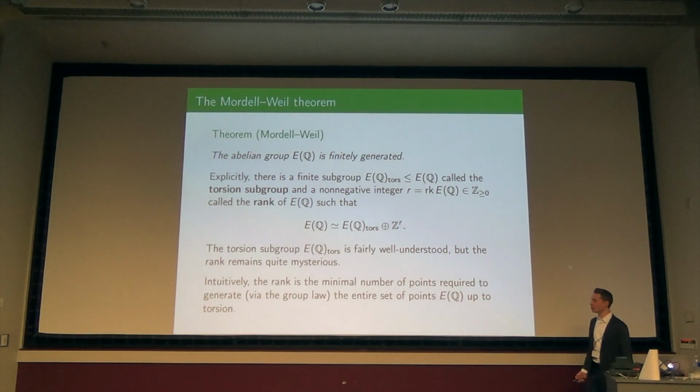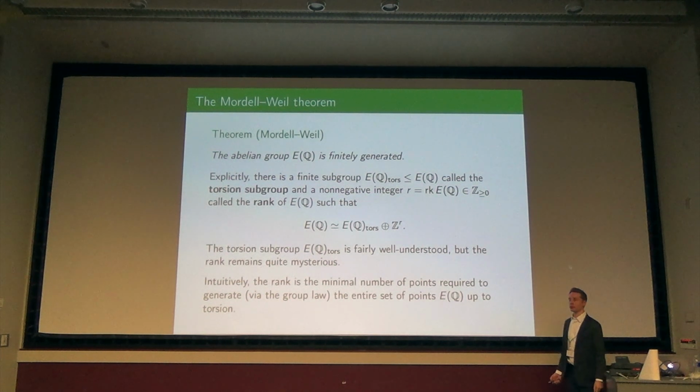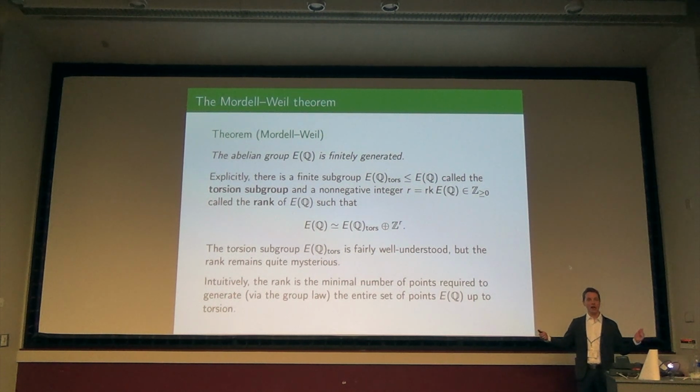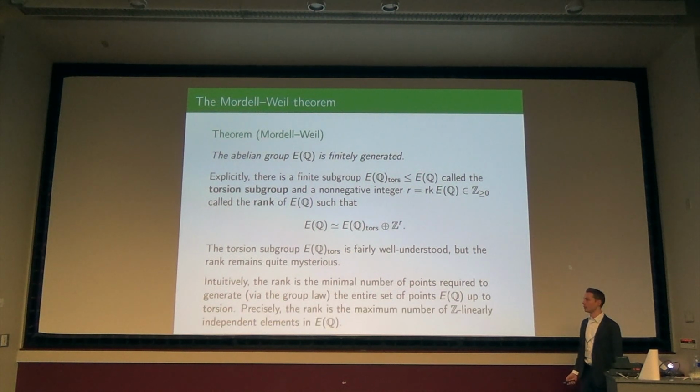All right, so intuitively, the rank is the minimal number of points required to generate, via the group law, the entire set of points. So in that hypnotic video, I started with 2 points, and that was all I needed to generate all of the points sprinkled at the end. The rank of that elliptic curve was 2. If you want to be very precise, this is the maximum number of Z-linearly independent elements in E of Q as a Z-module. That's another way to make this totally precise, to avoid this issue of up to torsion.